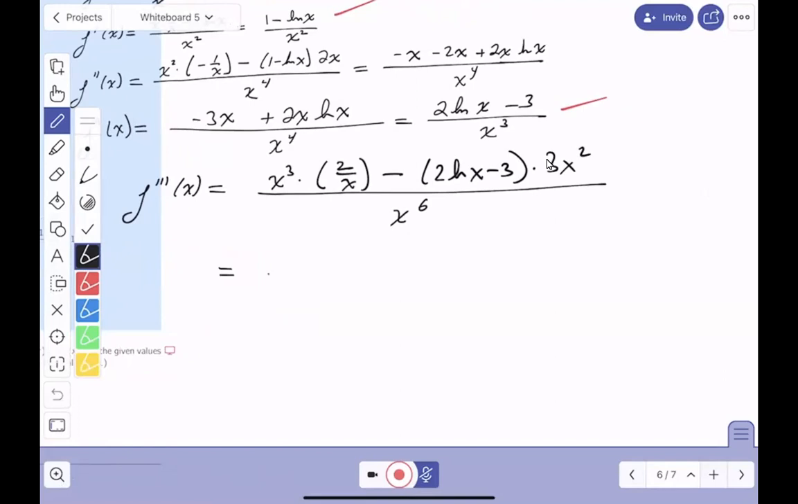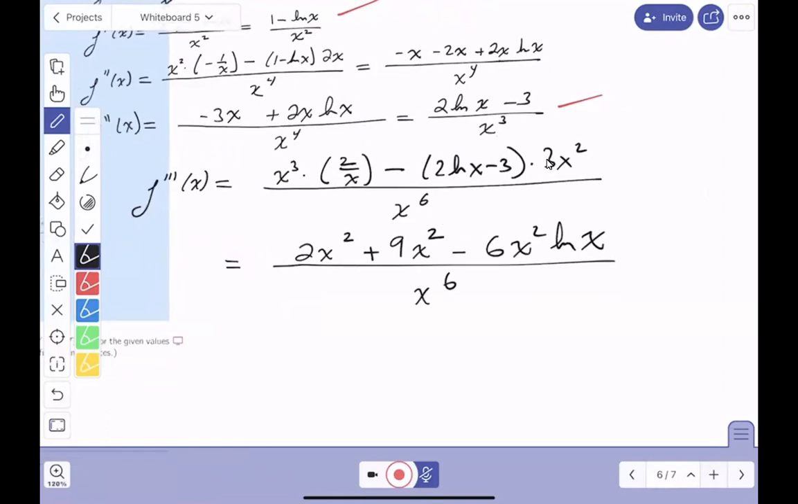So what do you get over here? I'll be very careful. This would be 2X squared. And then what are you going to get? You're going to get plus 9X squared minus 6X squared ln X over X to the sixth. I'm going to keep going.